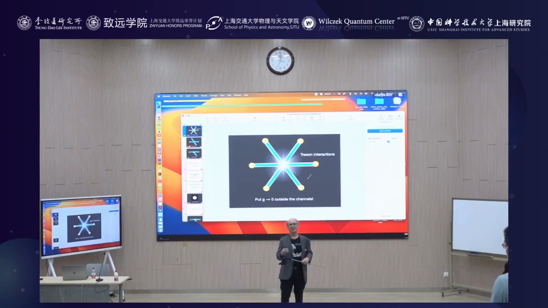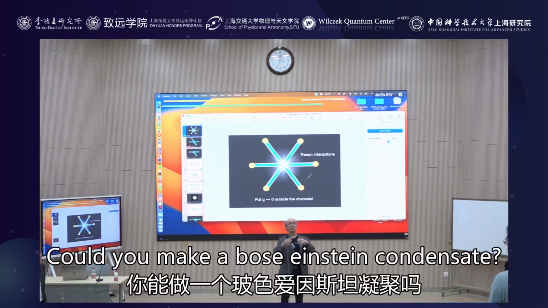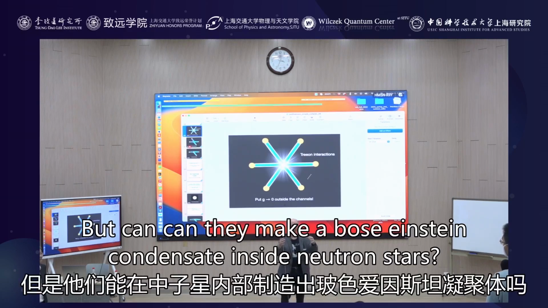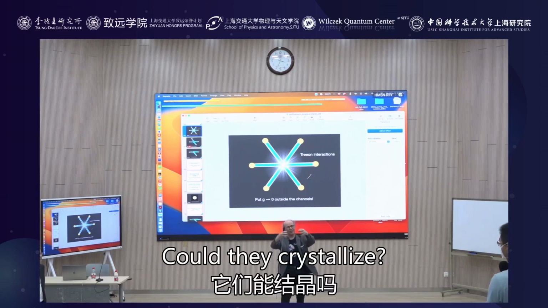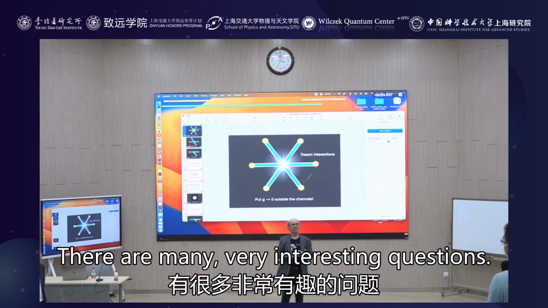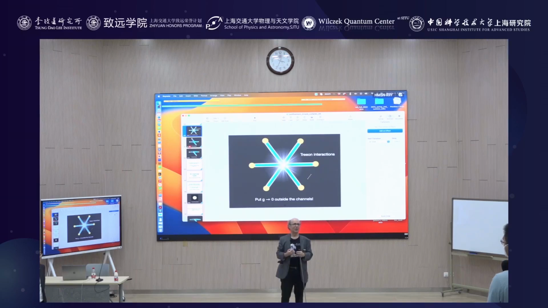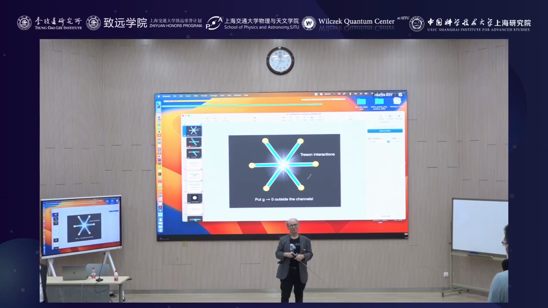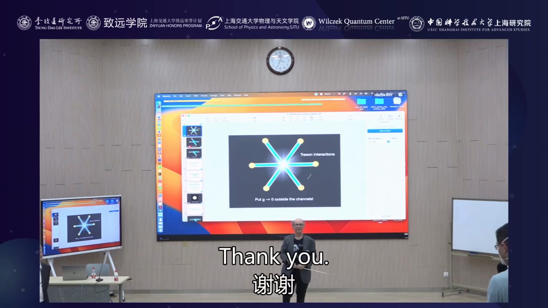I would hope that as we build up our understanding of what trions are, we can address questions like, can they condense? Could you make a Bose-Einstein condensate? Are they bosons? Well, they're bosons, I know that. But can they make a Bose-Einstein condensate inside neutron stars? Could they crystallize? There are many, many very interesting questions, and we just don't know very much about them yet. So I hope it doesn't take 50 years, but this is going to be a new chapter in QCD, I think. Okay, thank you.